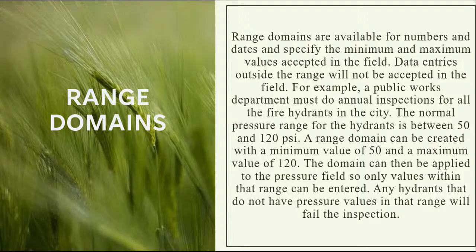It's more like a constraint. If you read from the very paragraph, it's a constraint we apply to data. Okay, it's between this and this. So any hydrant that does not have a pressure value in that range will fail the inspection. Now it has helped. This is the accepted value, between 50 and 120. So any value that is not within this has failed the inspection. Any value within this has passed the inspection.